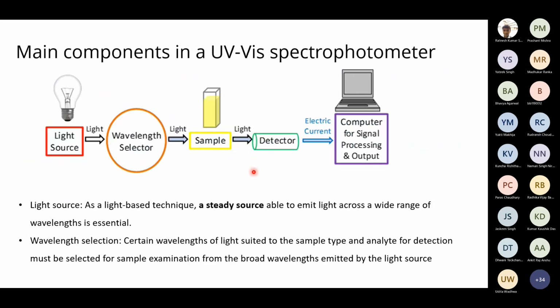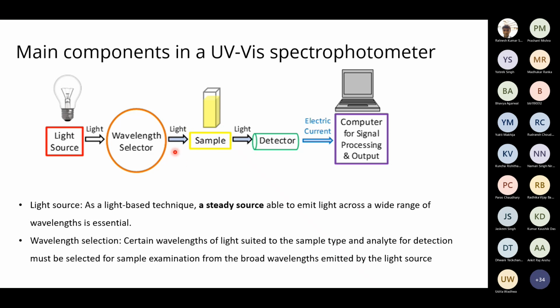Talking about the instrumentation part of the device, here we have a light source which emits light at different wavelengths. This light passes through a wavelength selector, which acts like a filter. Through this filter, only light of a particular wavelength passes through, because the analyte which we are going to analyze absorbs light only at that wavelength, and this wavelength is called lambda max for that analyte. Therefore, this wavelength selector has the job of reducing all the light to a single wavelength.